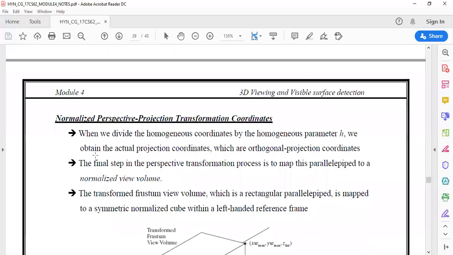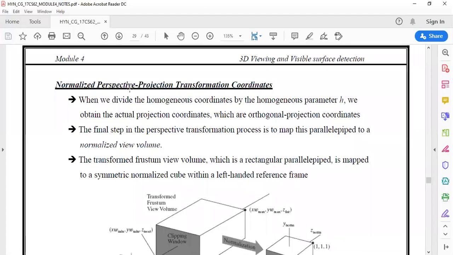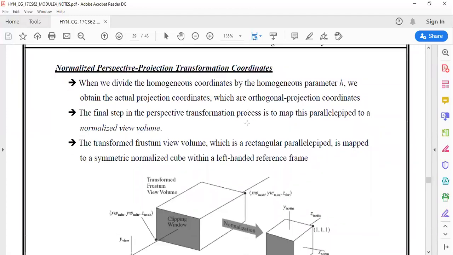The next topic is normalized perspective projection transformation coordinates. That means how to normalize the coordinates for the perspective projection transformation. When we divide the homogeneous coordinates by the homogeneous parameter h, we obtain the actual coordinates, which are the projection coordinates. As we have seen, we write xh, yh, zh, comma h. If I divide all of those by h, then I will get my xp, yp, zp, comma 1. That is my original actual projection coordinates.